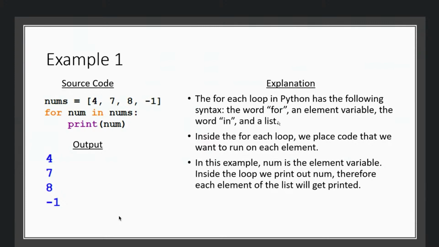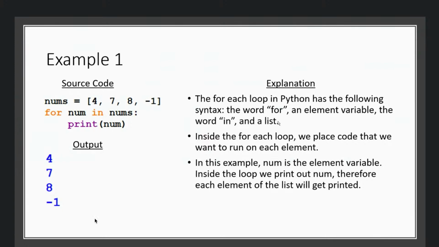This means in our first iteration of the loop, we're going to make num equal to 4. In our second iteration of the loop, num will equal 7. Next iteration of the loop, num will equal 8. Next iteration, num will equal minus 1. So for this program, we're saying for num in nums, colon, we're printing out the number. So this allows us to print out each element of our list.